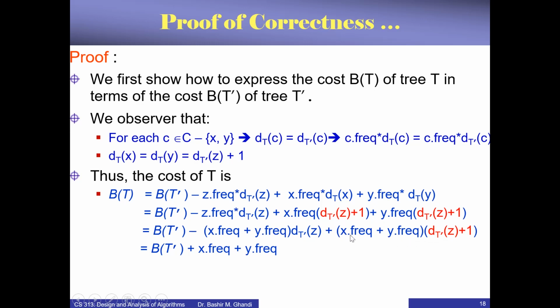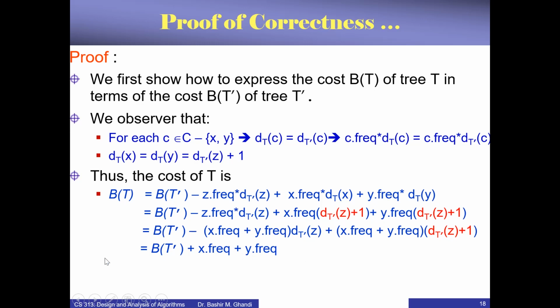Now, this x dot freq plus y dot freq times depth of z in t prime, here we are plusing it, here we are minusing it. Therefore, it will cancel out. So what we will be left with is just this term times 1. X dot freq plus y dot freq times 1. So we will have plus x dot freq plus y dot freq.